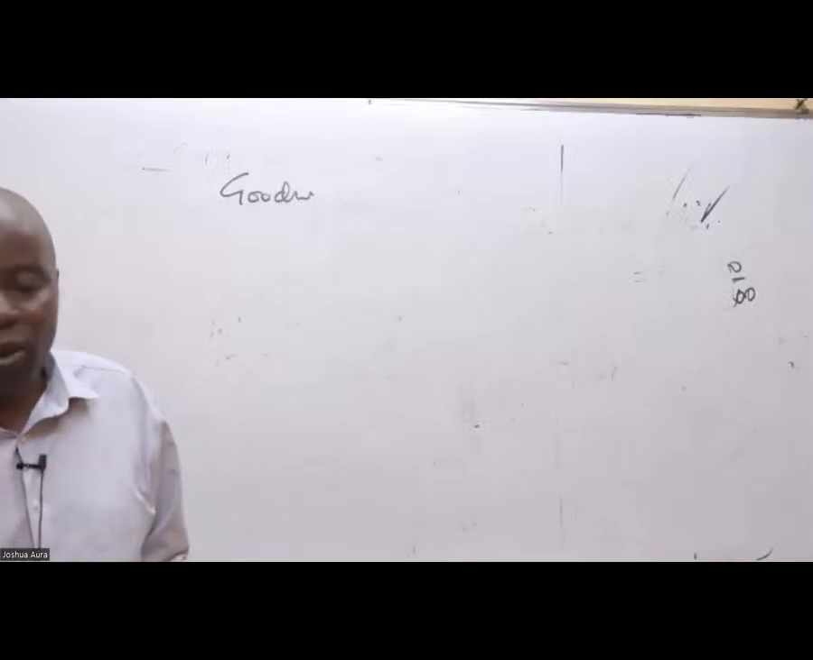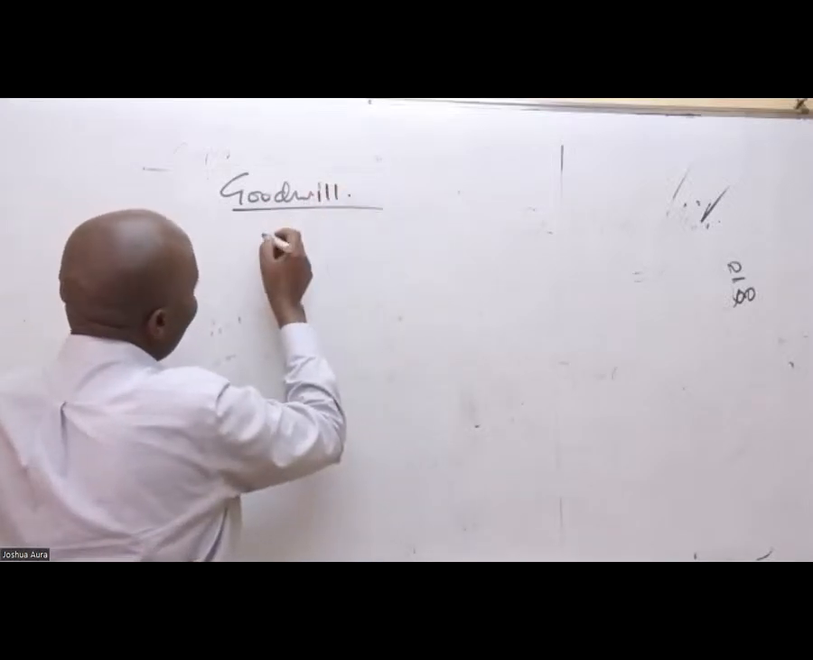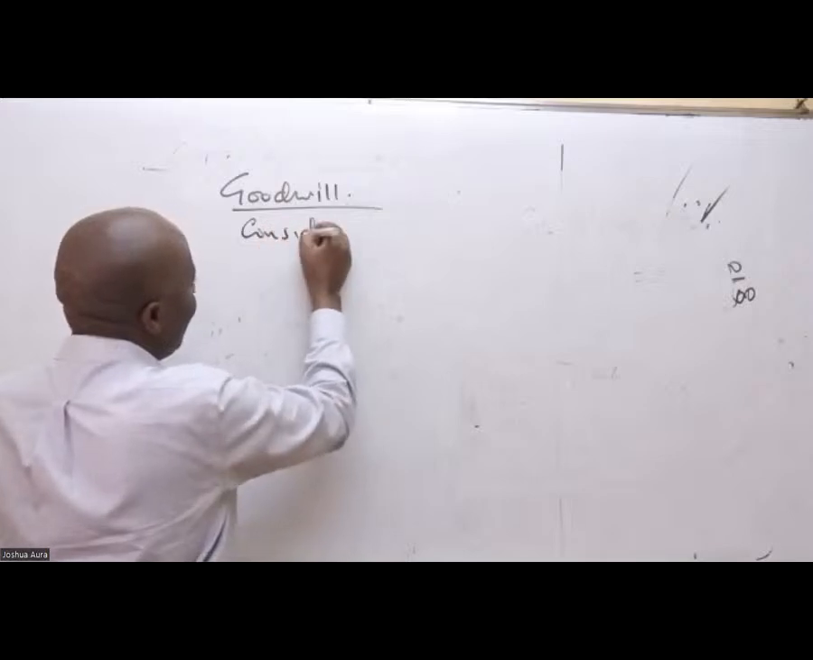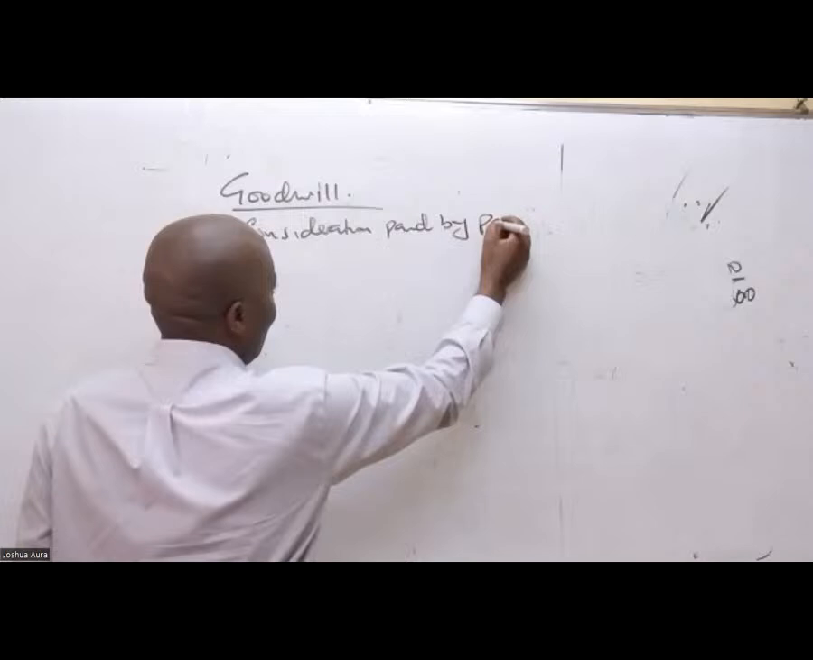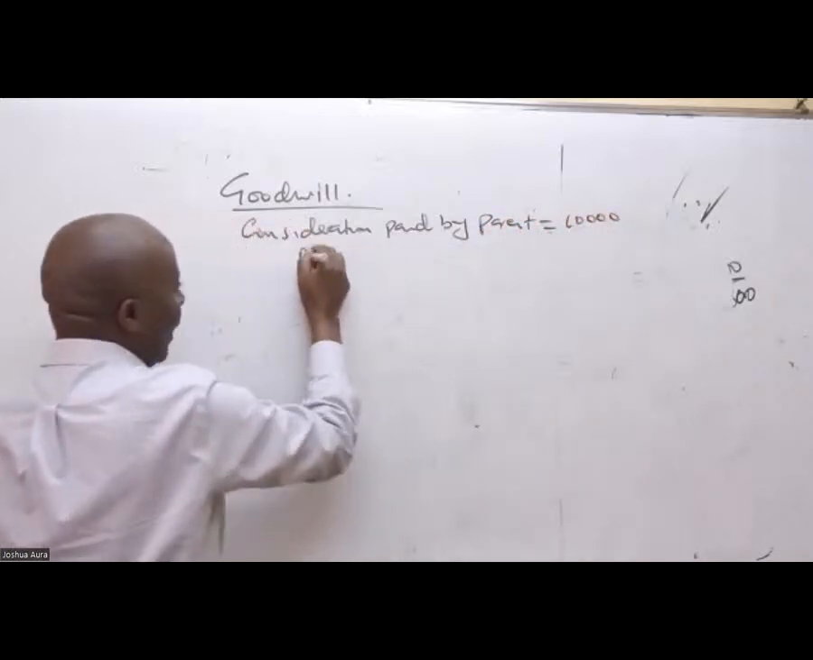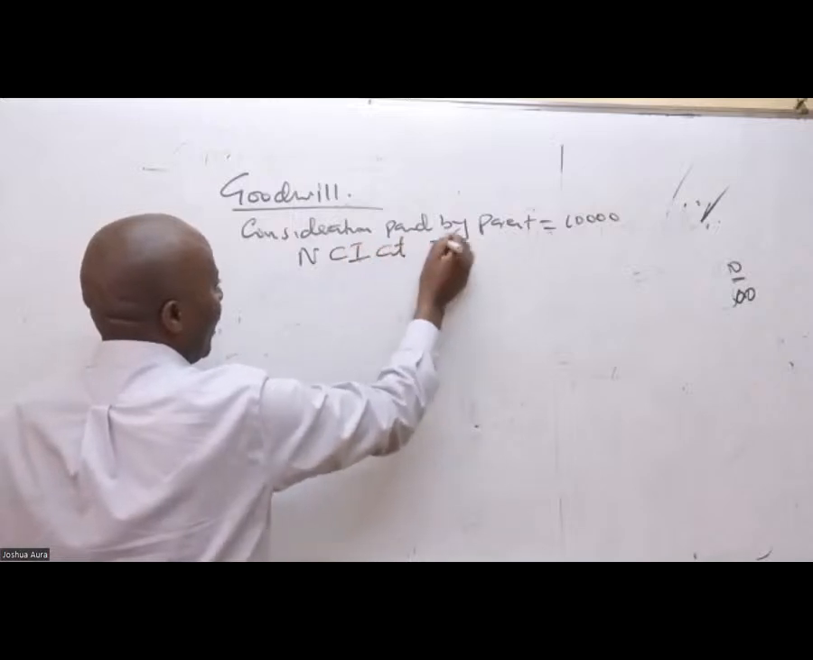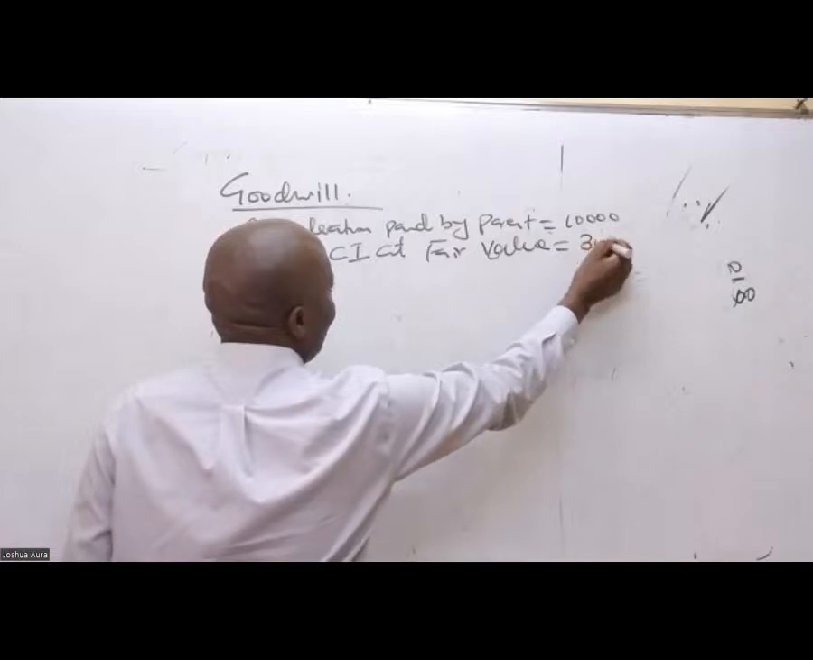Would want you to know both. So in some cases for goodwill, you will get consideration paid by the parent, for example, 10,000. And then we have NCI at fair value, for example, 3,000.